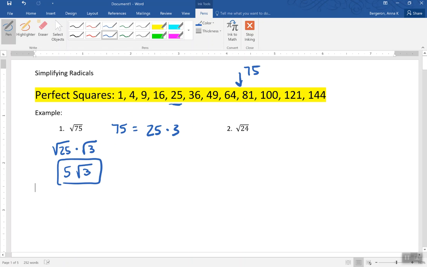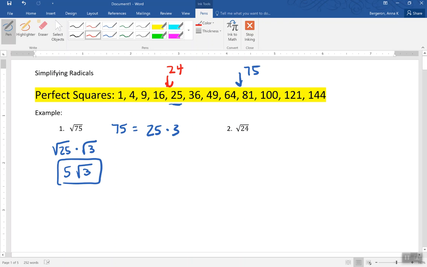So let's try another one. If I have the square root of 24, I'm looking for the largest perfect square that divides into 24. Again, we could figure out where it would be on our list. 24 would fit right between 16 and 25. It's bigger than 16 but smaller than 25. So now let's just try dividing.